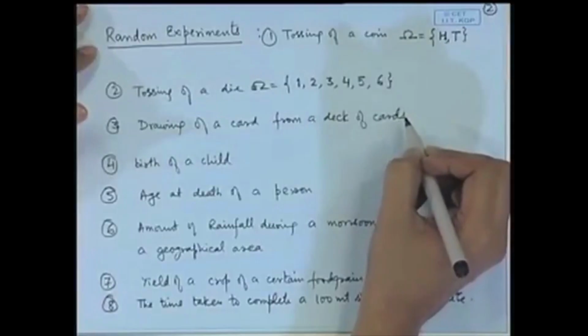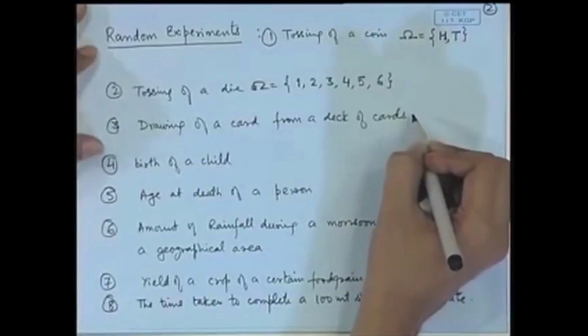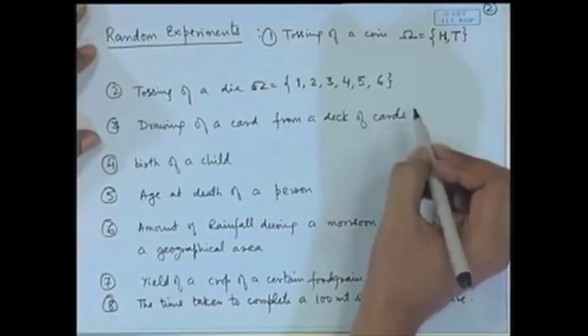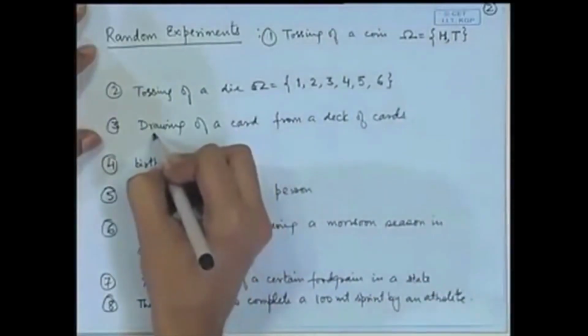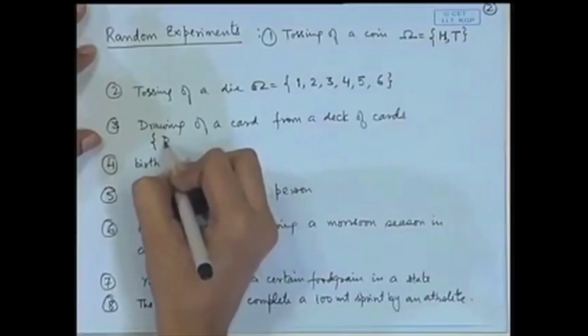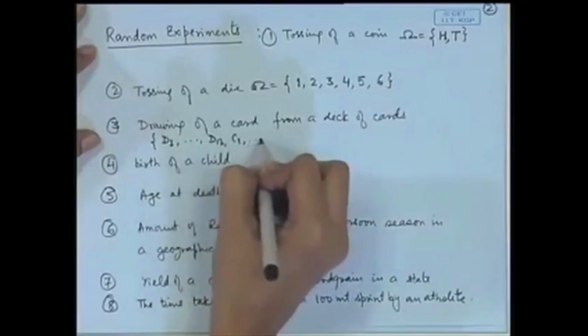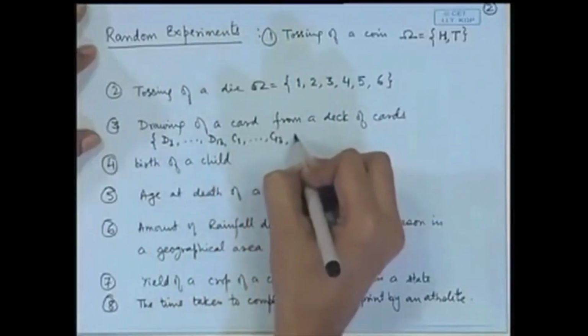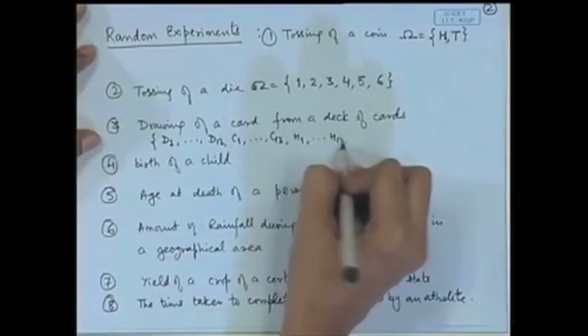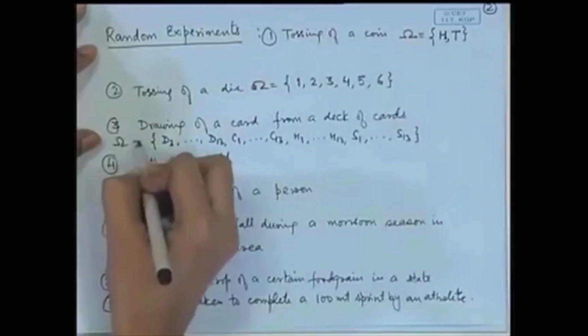If we are considering drawing a card from a deck of cards, in a deck there are 4 denominations: heart, club, spade and diamond, and each card has a value 1 to 13. So, if we consider drawing a card, the sample space will consist of the set, for example, diamond 1 to diamond 13, club 1 to club 13, heart 1 to heart 13, and spade 1 to spade 13. So, the sample space consists of 52 points.